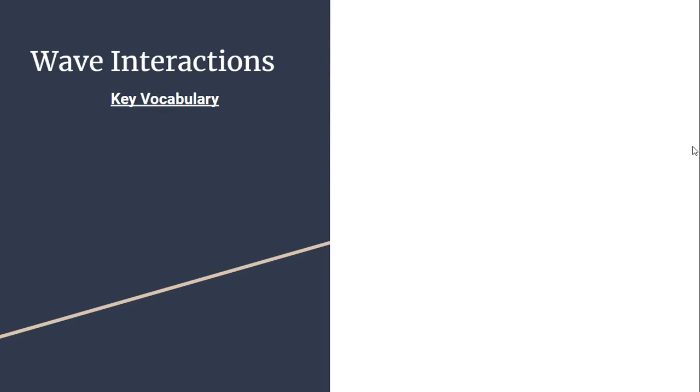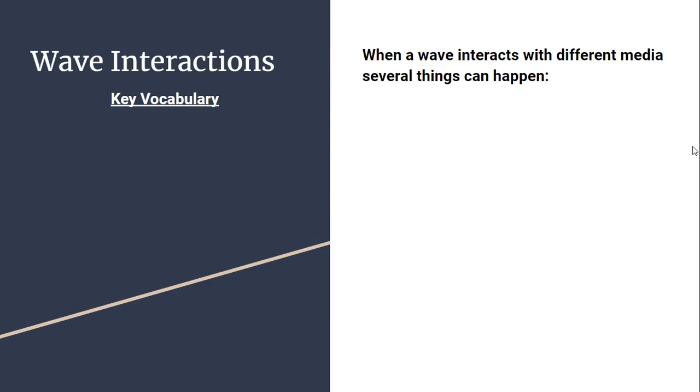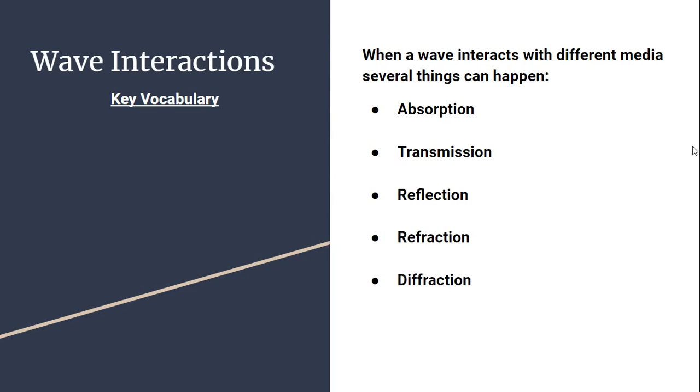Bouncing off of someone's hand and changing directions is just one way that waves can interact or change based on the media. Some of the ways that waves change as they interact include things like being absorbed, being transmitted, reflecting, refracting, diffracting, and scattering.